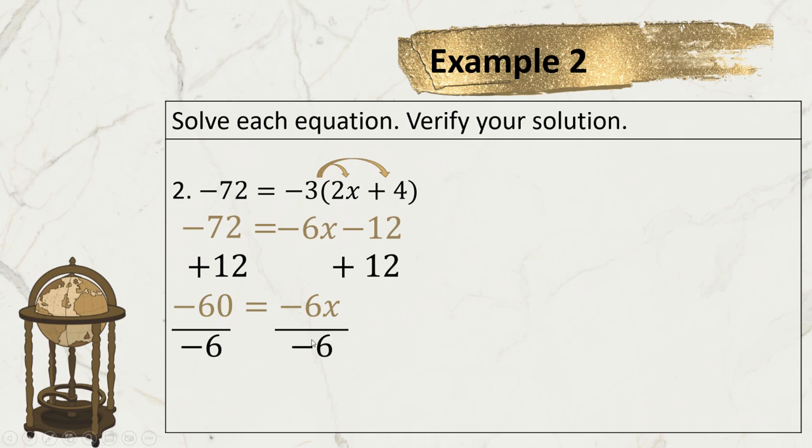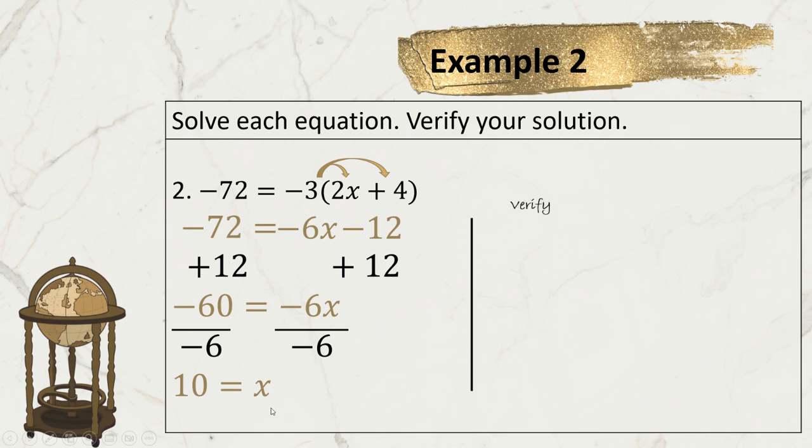Okay, I divide both sides by -6. -60 divided by -6 is +10. Okay, so at this step here, we're dividing by -6, and -60 divided by -6 is a +10. Okay, we're not done with this example yet, though. We still have to verify.